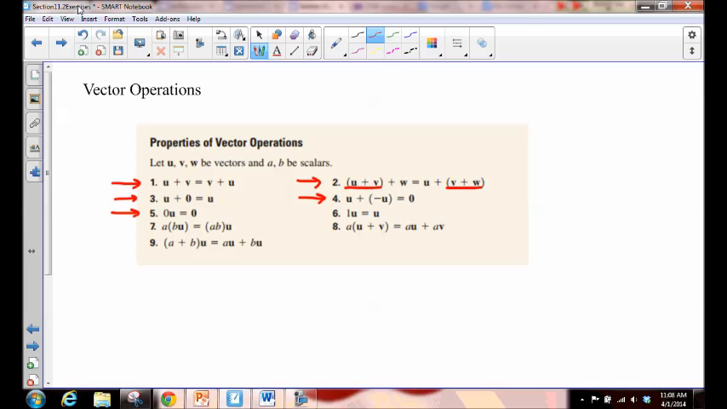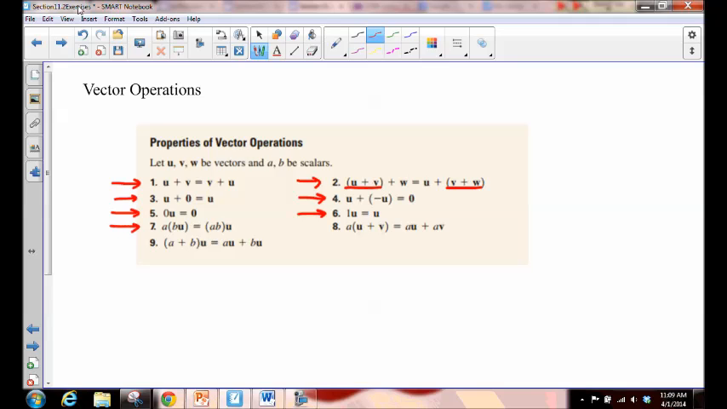Property 5 says that if we multiply a vector by the scalar 0, we're going to get the 0 vector. And property 6 tells us that if we multiply a vector by the scalar 1, we're just going to get the original vector back.